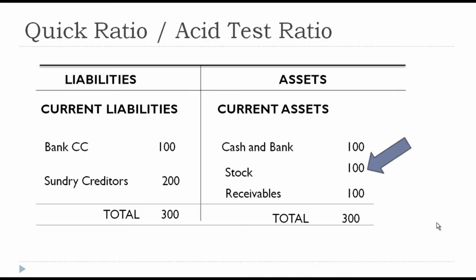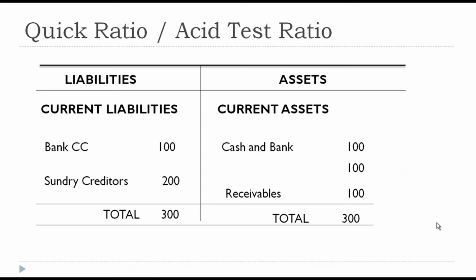So look at here, stock is not a quick asset because stock can be either raw material or finished goods. If it is raw material, it has to undergo production, it should be converted into finished goods, then it should be sold in the market, then it should be realized. It's a long process. If it is finished goods and if you sell it forcefully, you will not get the real market value. So stock is not a quick asset.